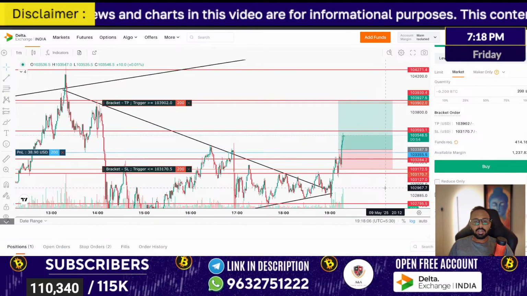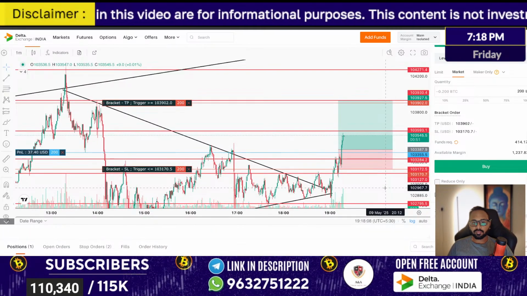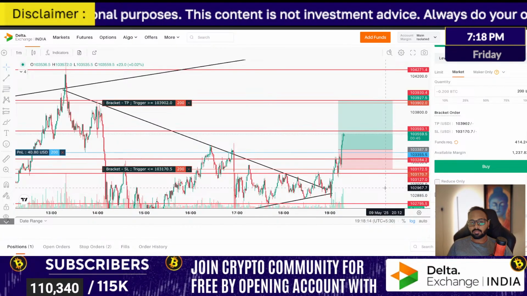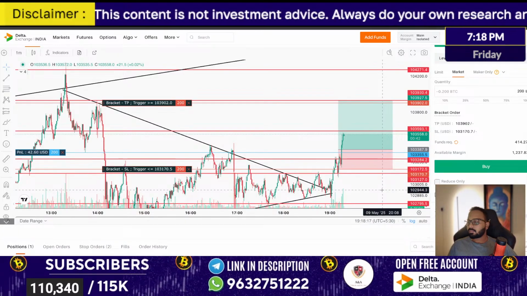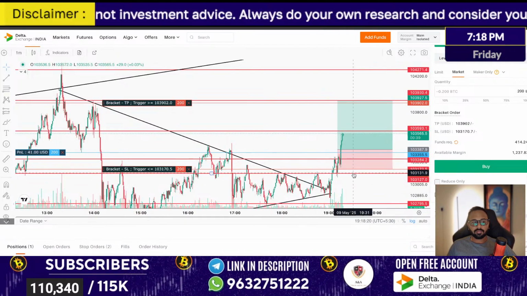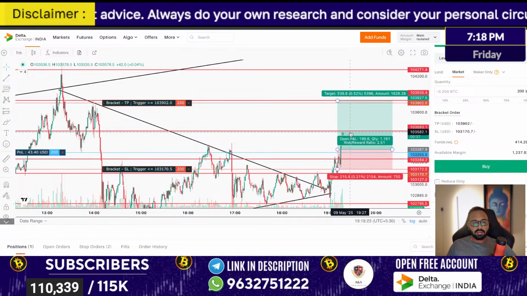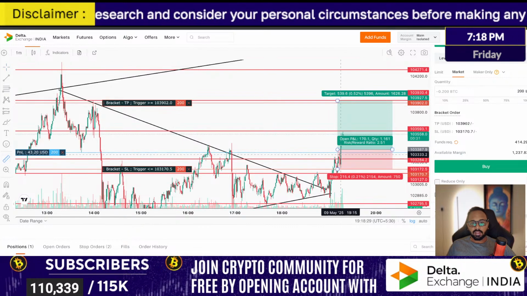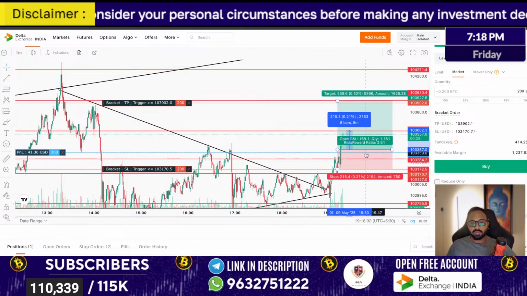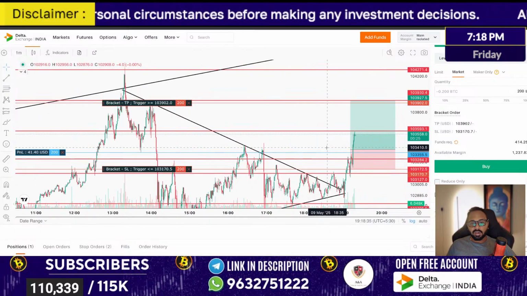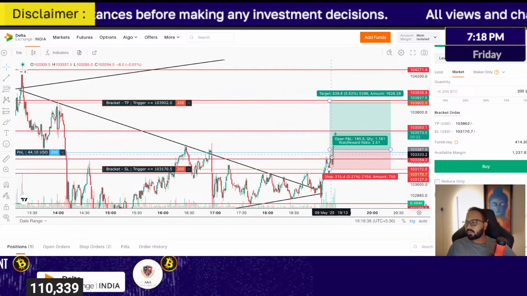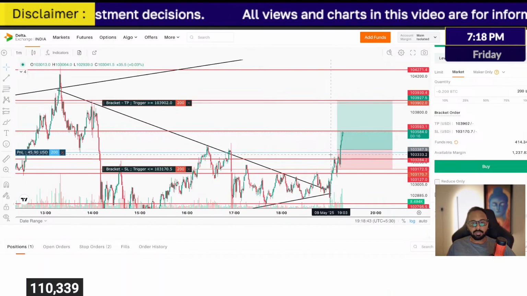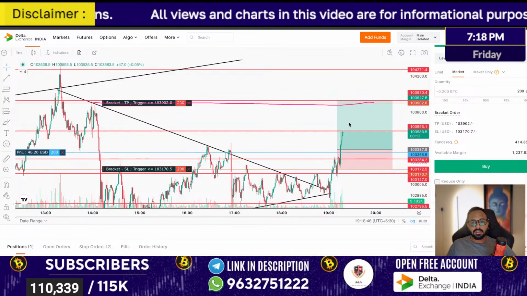How many people entered the trade along with me? Let me know. Very close to target 1. This is target 2. If you consider yourself safe or something like that, reduce your stop loss to cost. The market is giving only 200 points right now because it was in a sideways range for a longer duration. Are the targets based on Fibonacci? Yes, now I have kept it based on Fibonacci level, and this resistance is the next target.